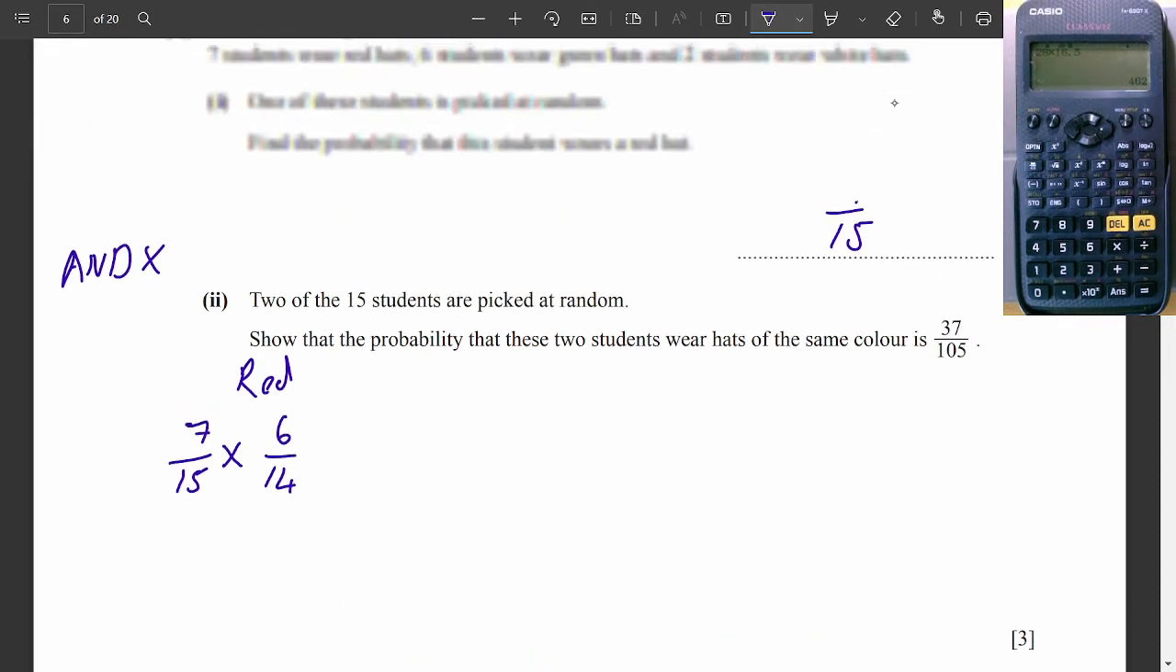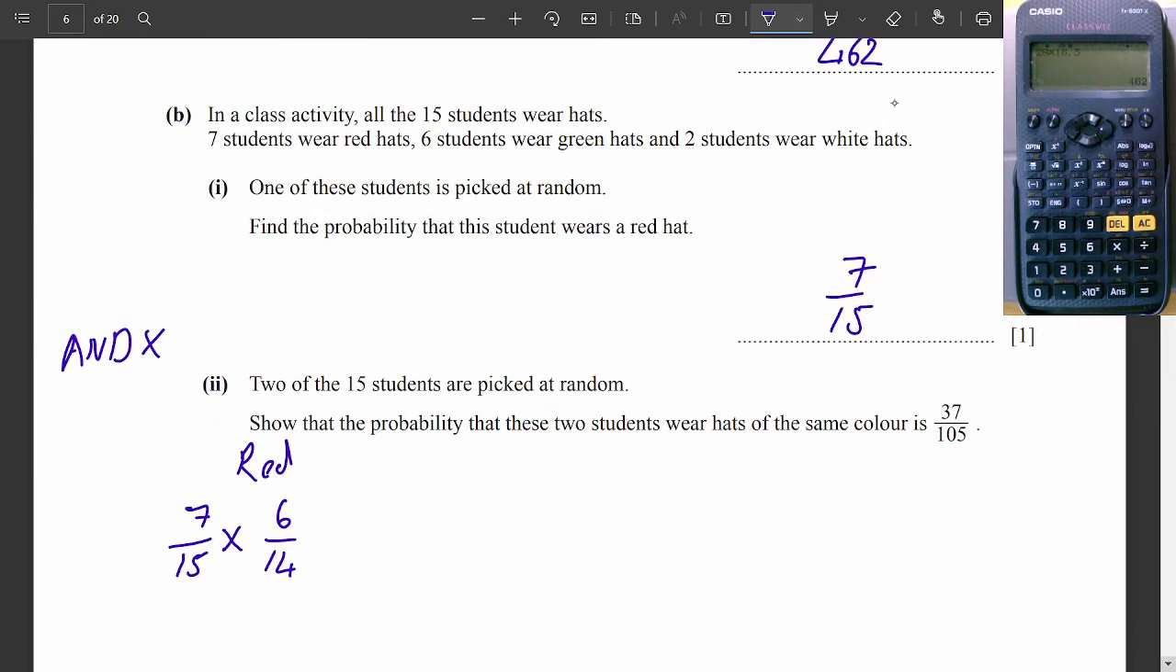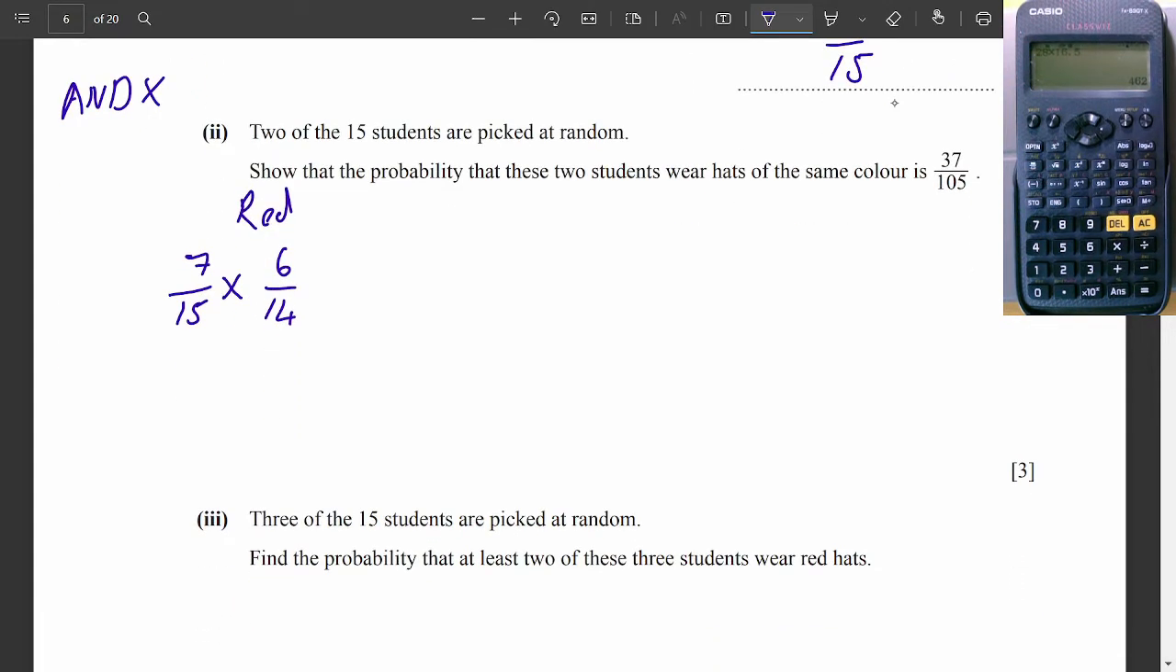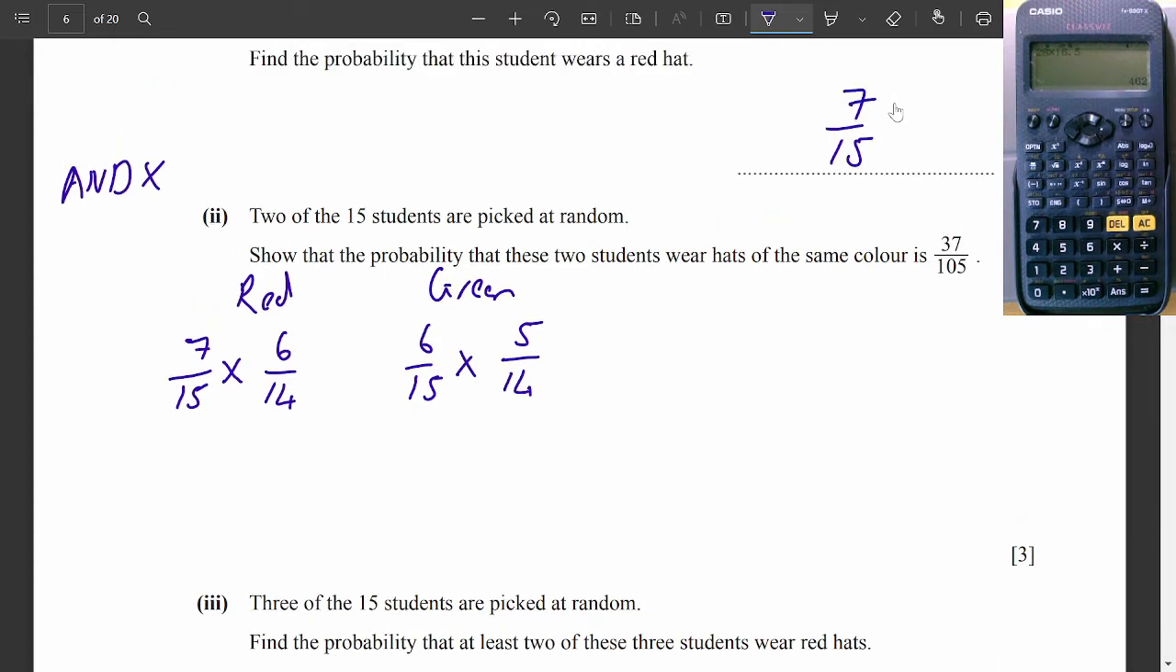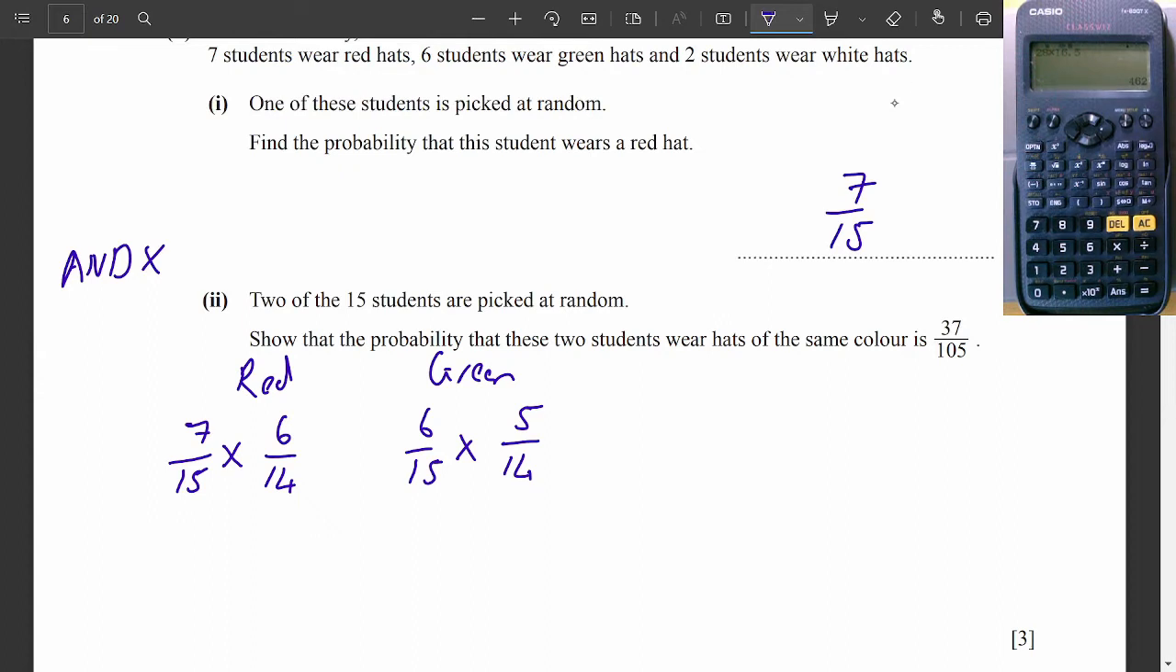Okay, the next will be 2 students wearing green hats. So the probability of wearing a green hat is 6 out of 15. Picking another student with a green hat then will be 5. There's only 5 left with green hats, and there's only 14 students left. So this and that has to happen. This was for a green hat. Last one was the white hats. So having 2 students wearing white hats, there are 2 students wearing white hats out of 15. If we pick one, there'll only be 1 student out of 14 left wearing a white hat. Okay, that was 3 possible things that can happen.